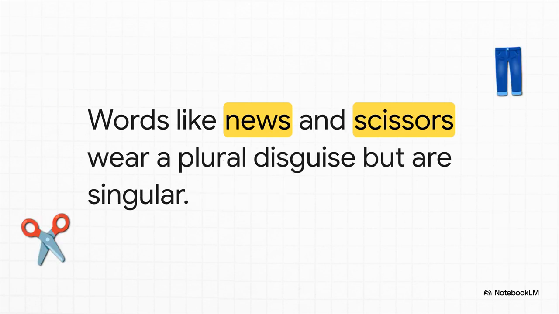But here is the ultimate grammar paradox from our source text. Some singular nouns are spelled exactly like plurals. They literally end in an S, but they are entirely singular in their meaning. Words like news, scissors, and trousers. They wear a plural disguise but operate as single concepts.